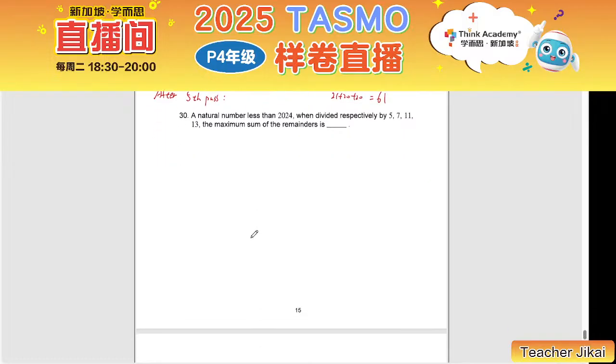So finally, yes, we are going to the 30th question. So here, a natural number less than 2024 was divided respectively by 5, 7, 11, 13. So if we want the maximum sum of the remainders, we just have a try, right? So maximum.